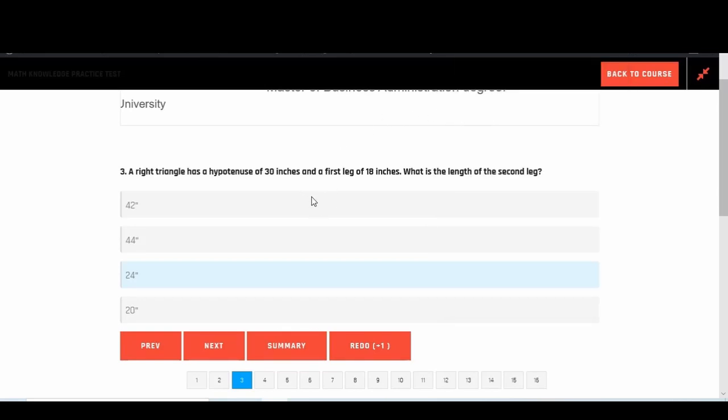All right, so question 3 is in regard to a right triangle. It says a right triangle has a hypotenuse of 30 inches and a first leg of 18 inches. What is the length of its second leg? So we have some right triangle that looks like this. We're told its hypotenuse, which is always directly across from the right angle, so it's this length right here, measures 30 inches. Whereas one of its legs measures 18 inches. We want to find out what the measure of the other leg is.